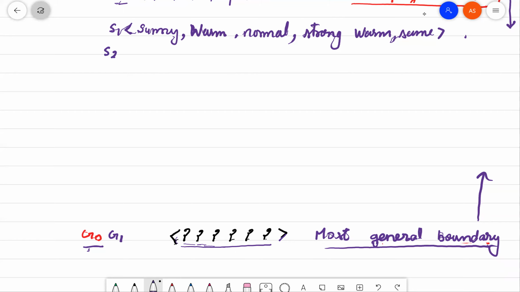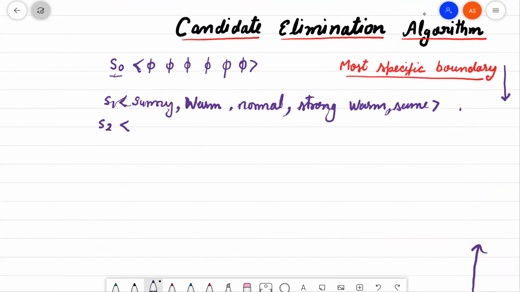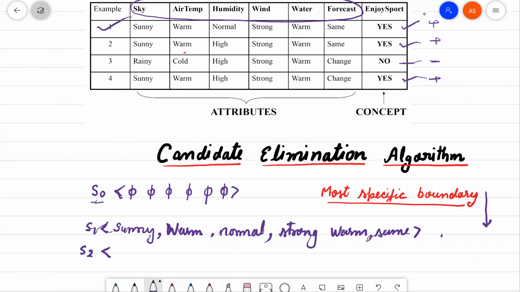The next training example from the table is sunny, warm, high, strong, warm, and same. Here we follow the same procedure as in the FindS algorithm. Sunny, no change. Warm, also warm. Here normal, and here high, in the humidity attribute. Normal produces yes and high also produces yes, so there is no problem putting a question mark. It can accept any value, normal or high.